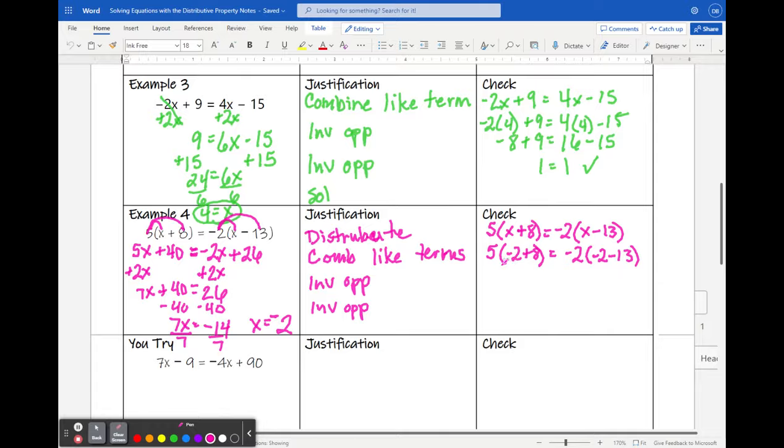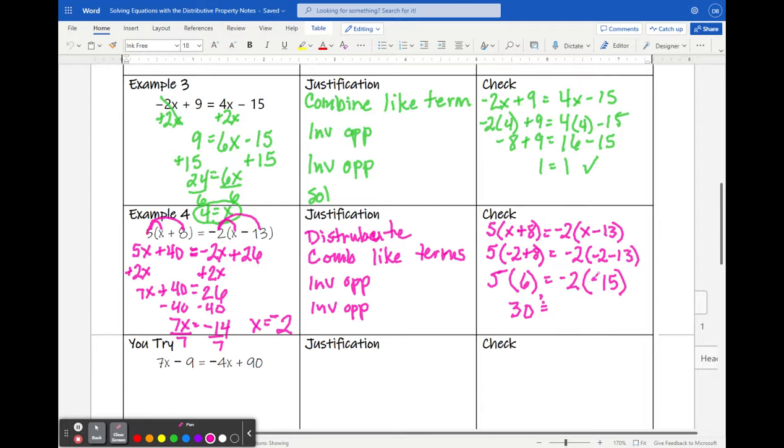We have to do our parentheses first. 5, that's a weird 5, sorry. Negative 2 plus 8 would be 6, equals negative 2 times negative 2 minus 13 would be a negative 15. Oops, negative 10, nope, that's positive. Okay, 5 times 6 is 30. I believe this will work.